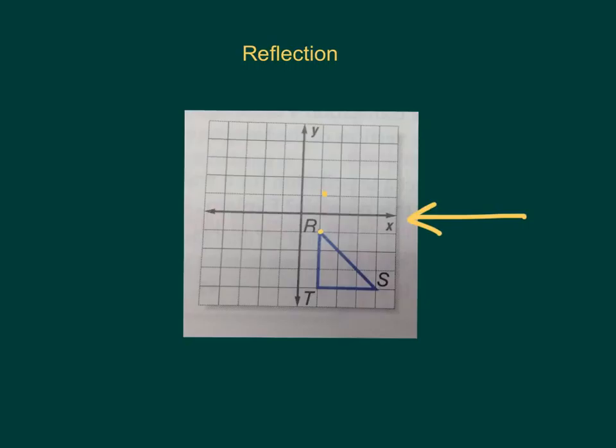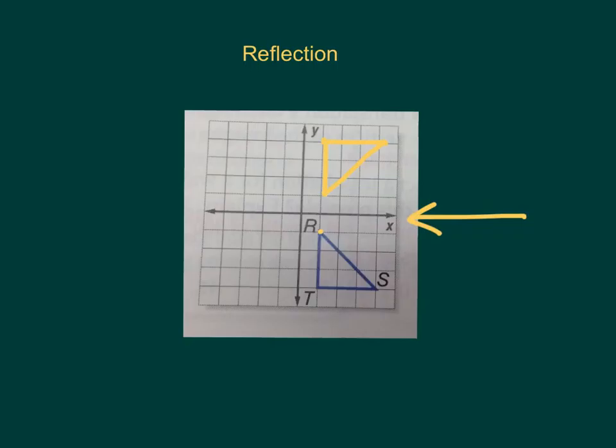You're looking at T, and T is 1 over on x, but it is 1, 2, 3, 4 down on y. And then you have S, which is over 4 on x and down 4 on y. Then you would draw your new figure, and your figure should look the same, be the same size and shape. It should just be reflected over the x-axis.